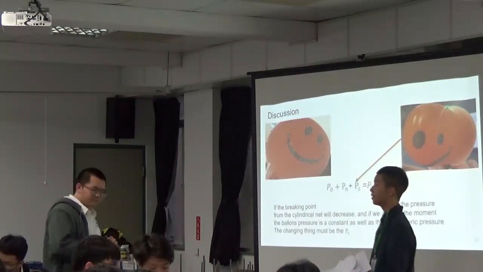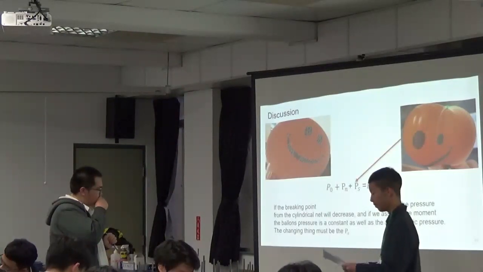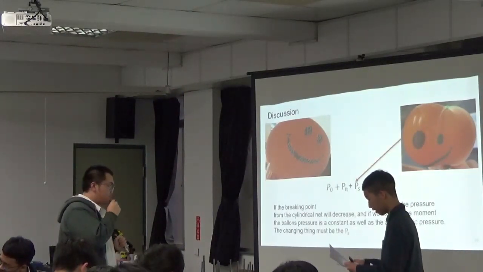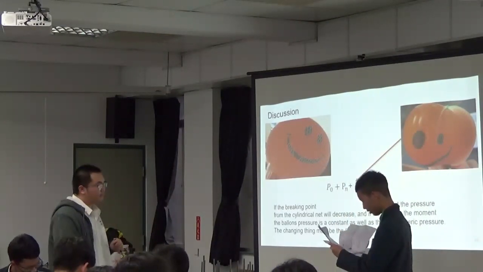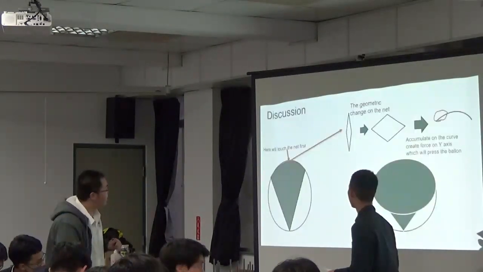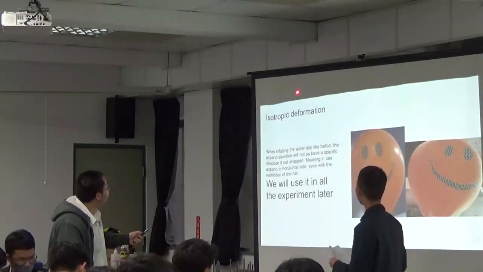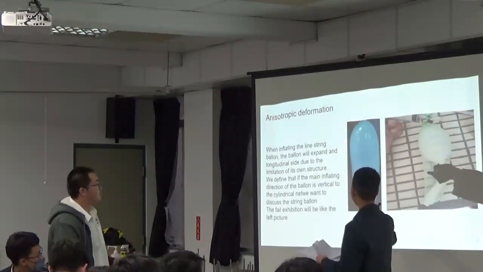So we can be more relevant to the problem statement since it has been mentioned. May I ask you, do you think the shape of the balloon is crucial? Of course, because I mentioned an isotropic deformation here. So why, what is the shape of the balloon?